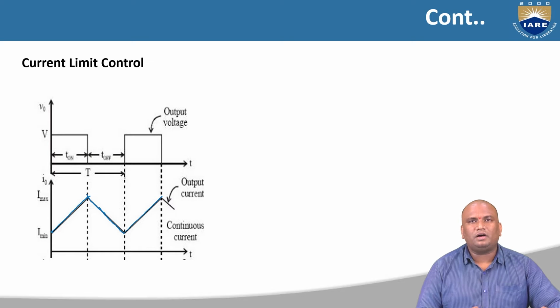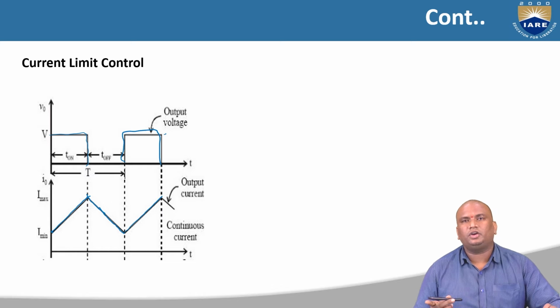Once the chopper is on, we get the output voltage, that is VDC, or whatever input voltage we have given, and the same voltage will appear across the load. Once the chopper is off, there is no output voltage, that is zero voltage. And then again we have the output voltage of VDC. This is the way we get it.